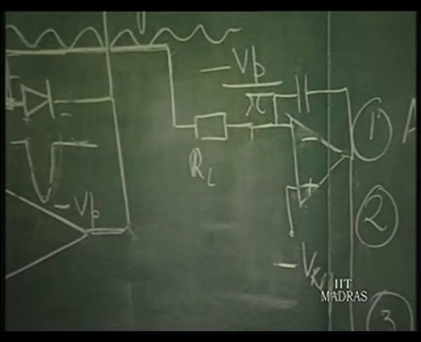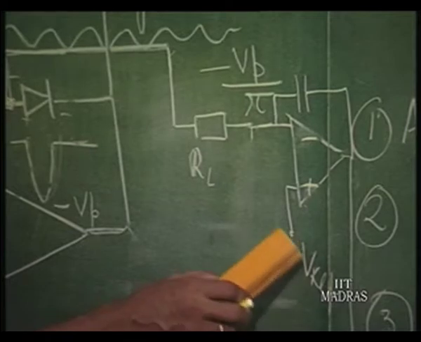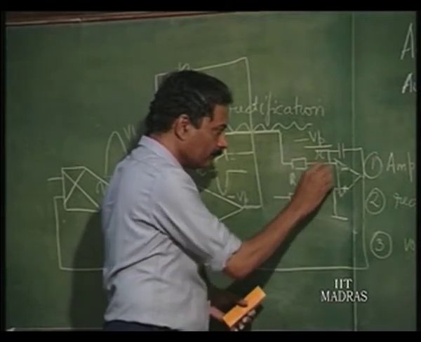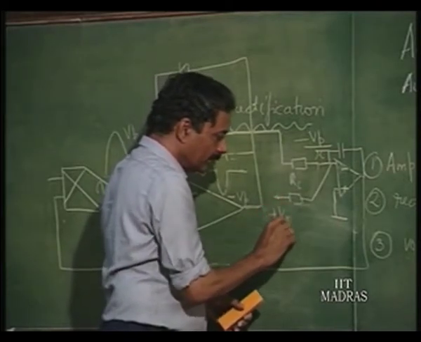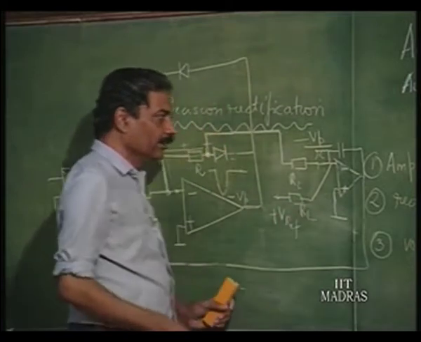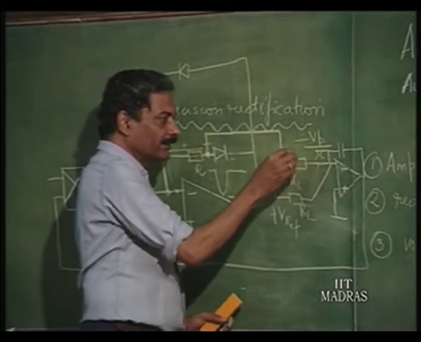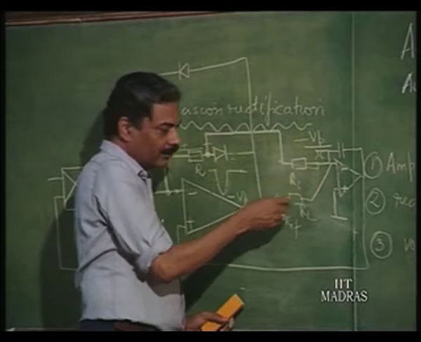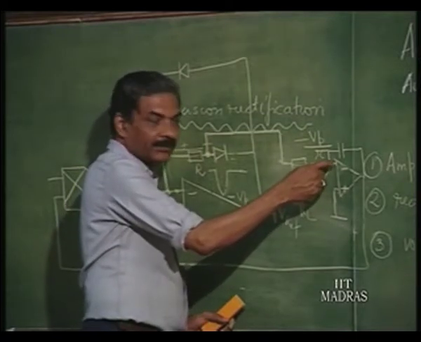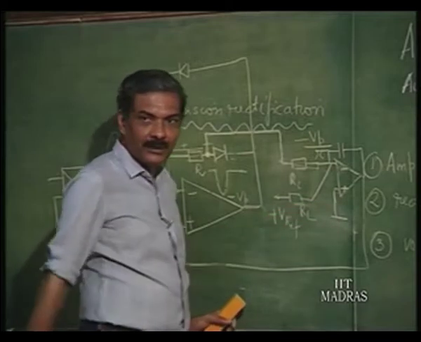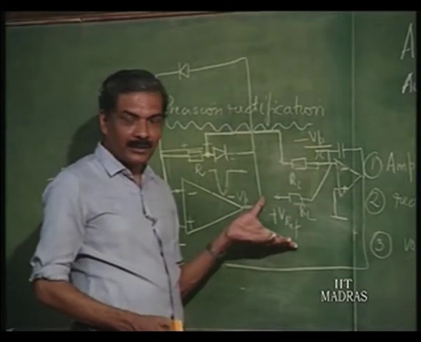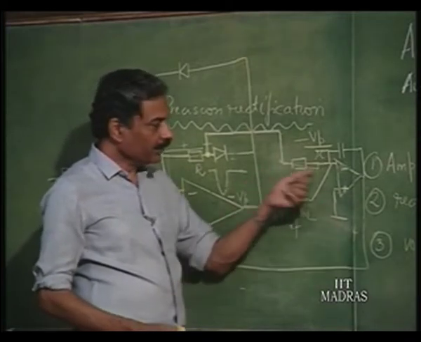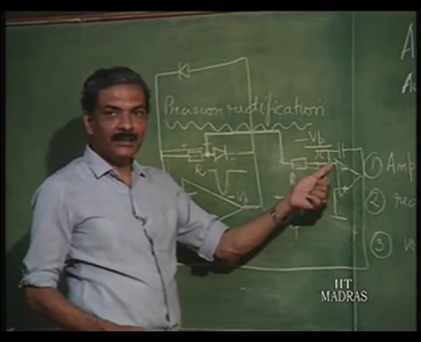Another variation of this is, instead of using minus V reference and connecting it here, I can remove this and connect it here and make this plus V reference, and this also RL. So, if now this is taking a current which is minus Vp by pi divided by R, then I have to pump in the same current, so that this voltage is maintained at 0. Okay. This is called current comparator, the other one is called voltage comparator. Here the voltages are compared, here the two currents are compared, so that this voltage is maintained at 0.